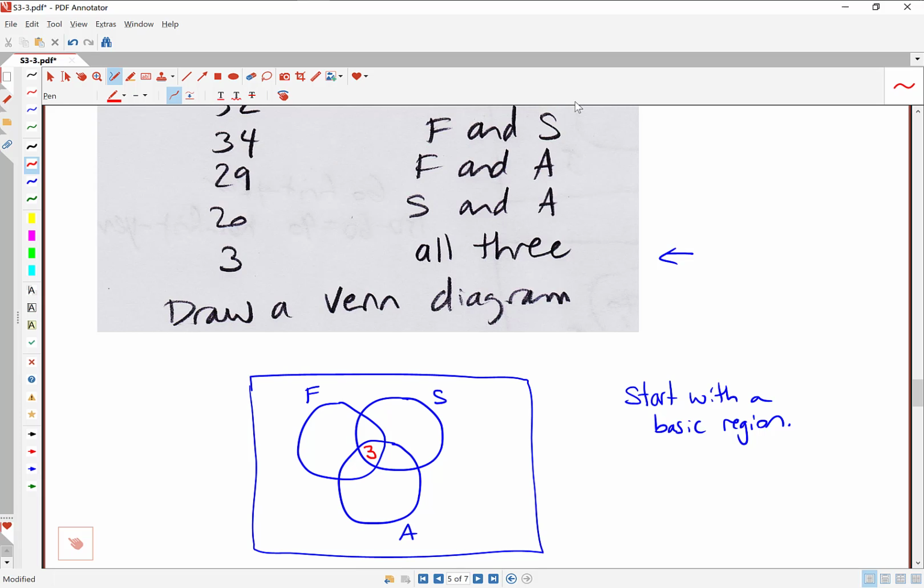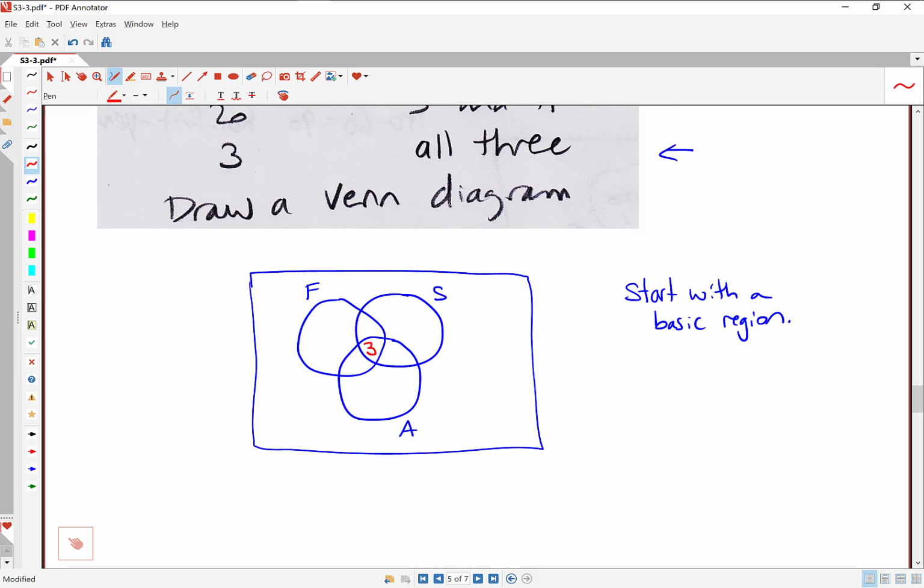We're told that 34 employees speak French and Spanish. So French and Spanish is covered by these 2 regions here. Therefore, we should be able to get this number just by doing a subtraction. 34 speak French and Spanish. Subtract off the 3 that we've already accounted for, and that leaves us with 31. In a similar way, we should be able to get this number and that number just by doing a subtraction. So let's do all of those within this same diagram.